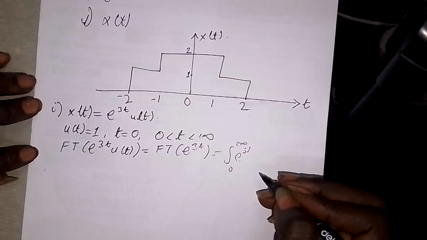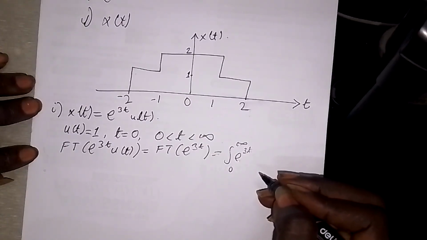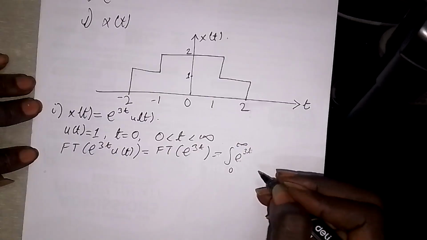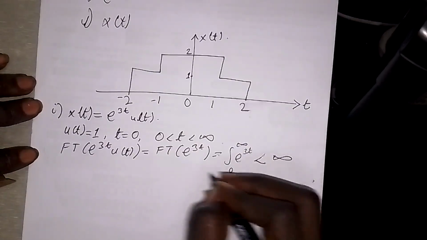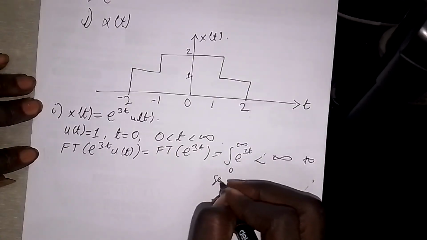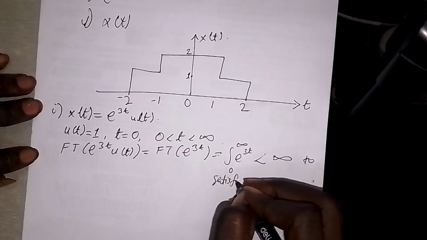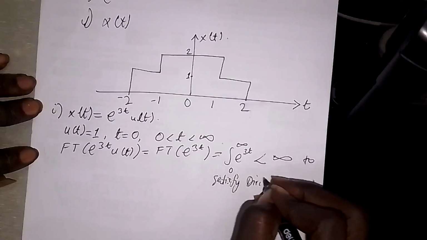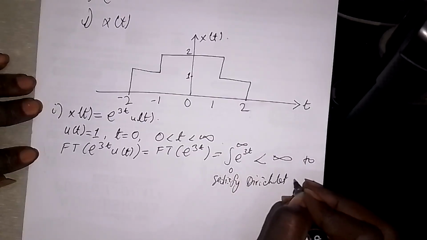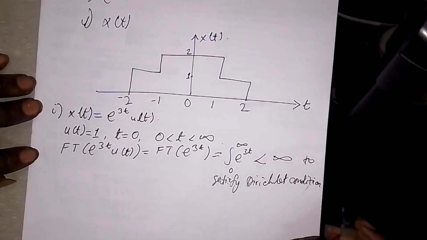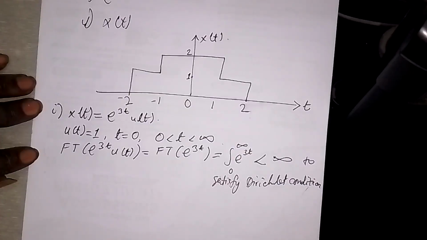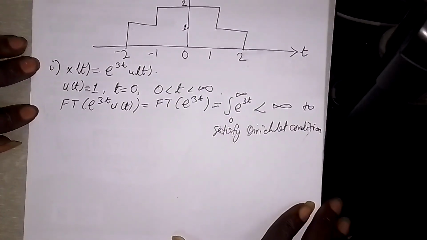Before any signal can have a Fourier transform, the integral of that signal should be less than infinity. The signal should be absolutely integrable, less than infinity, to satisfy the Dirichlet condition. All right, to satisfy the Dirichlet condition.